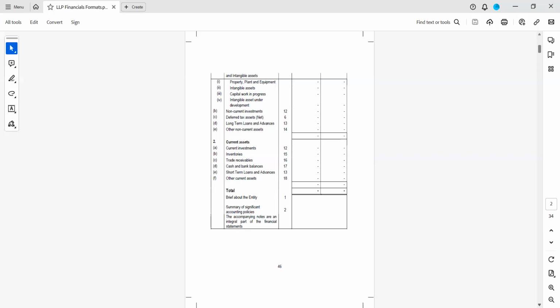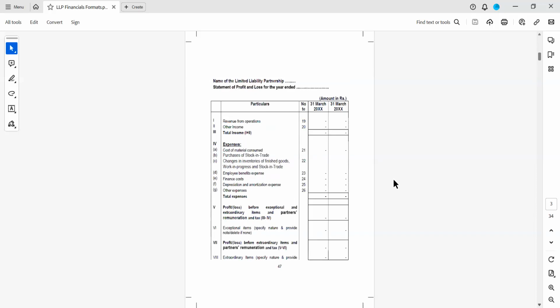This is the 15th financials of the company, like we mentioned. The same thing you have to follow here also in case of LLP. Now coming to the statement of profit and loss for the year ended. Same revenue from operations, other income, total. There is no change. Same as it is, the company format is prescribed by the Institute also for LLP.